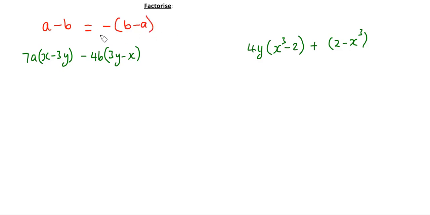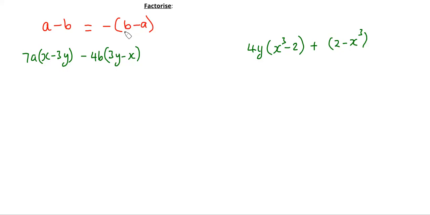So if we had to apply a negative, what we have done here is just that we want it to look the same way as what is it? Did it make sense here? A minus b is the same as minus b minus a.